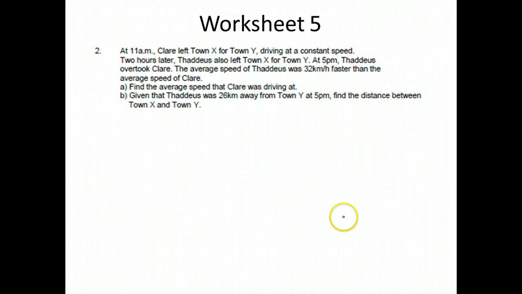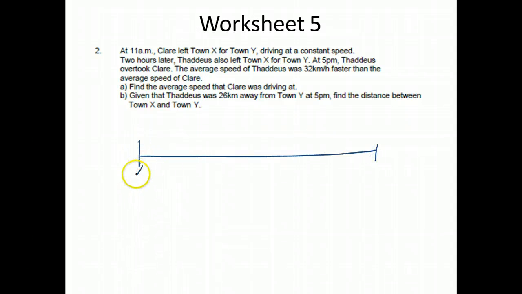Worksheet 5. At 11 a.m., Claire left town X for town Y, driving at a constant speed. So again, I have town X and Y. Claire left town X for town Y at 11 a.m. 2 hours later, Thaddeus left town X for town Y again. So 11 a.m., 2 hours later will be 1 p.m.